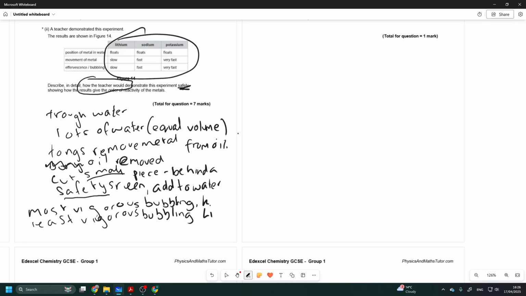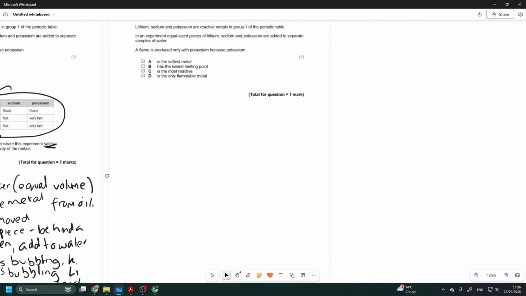Then you just go, I'm going to say order of reactivity. So I would just very quickly say most, potassium, least, lithium, and then just sodium in the middle, showing that it's in the middle. Okay, there we go. That's a good answer for that.